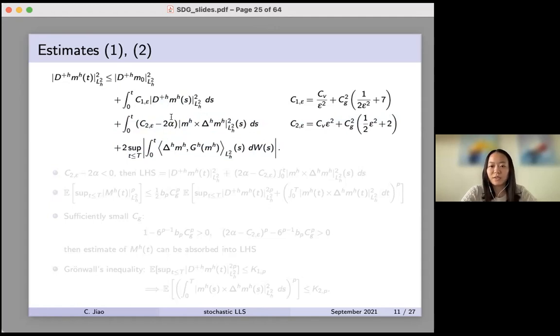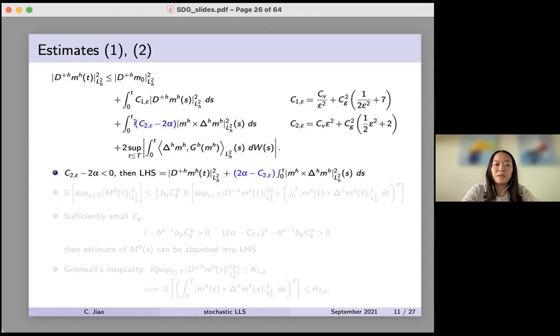Let's look closer at the constant C_2(epsilon). If we take a sufficiently small epsilon and a sufficiently small C_G, then we can assume that the constant in front of this m cross Laplacian m squared is negative, so that we can move the entire term to the left-hand side. And so this is our new left-hand side. We still have the stochastic integral to deal with.